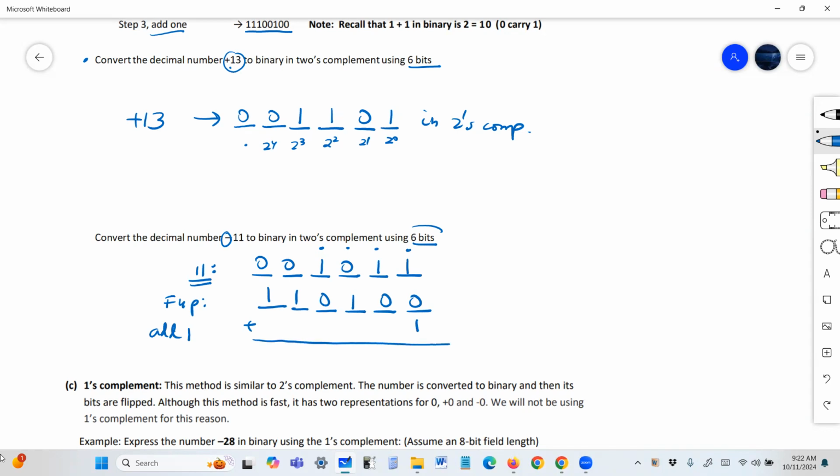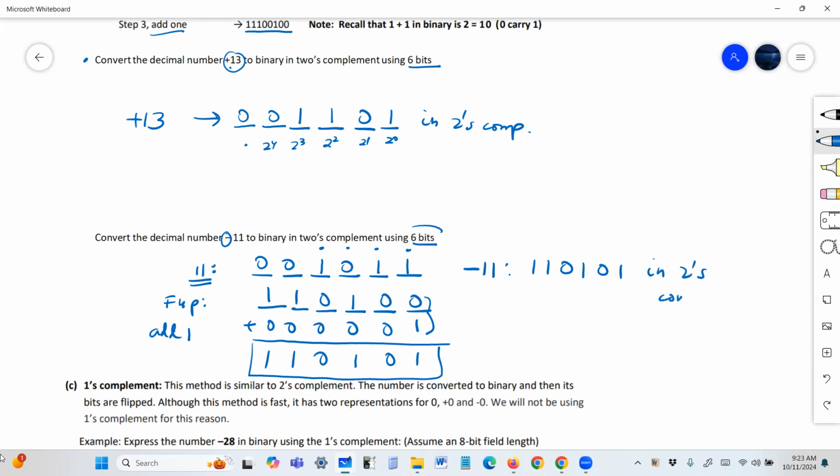So I add 1: 0 plus 1 is 1. All of these are zeros, obviously, so 0 plus 0 is 0. So the answer that you get, this is the number minus 11: 1, 1, 0, 1, 0, 1 in 2's complement. And that's all that we have to do.